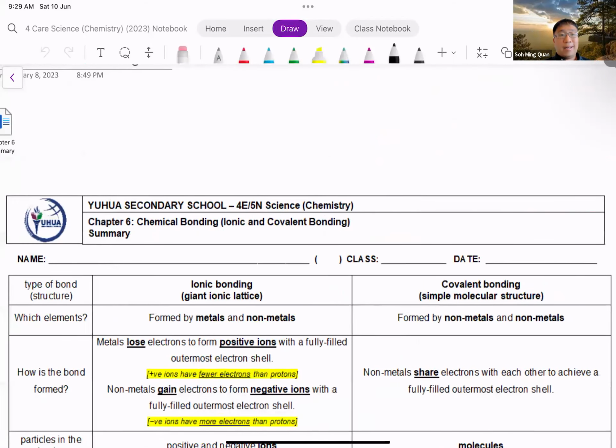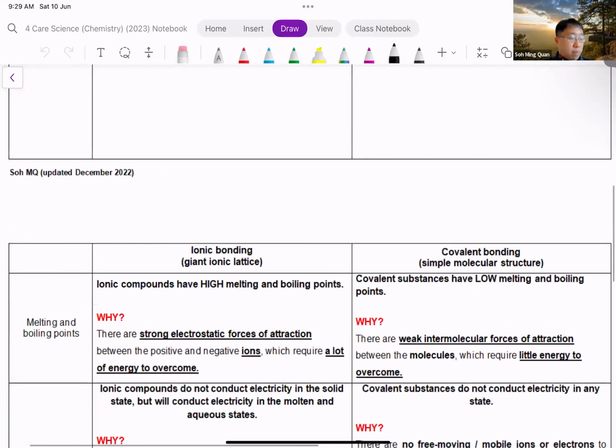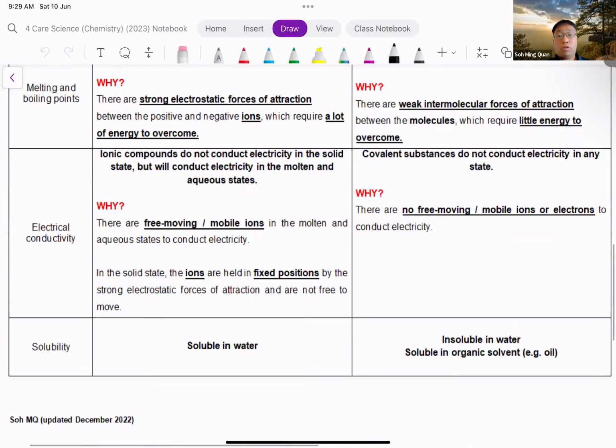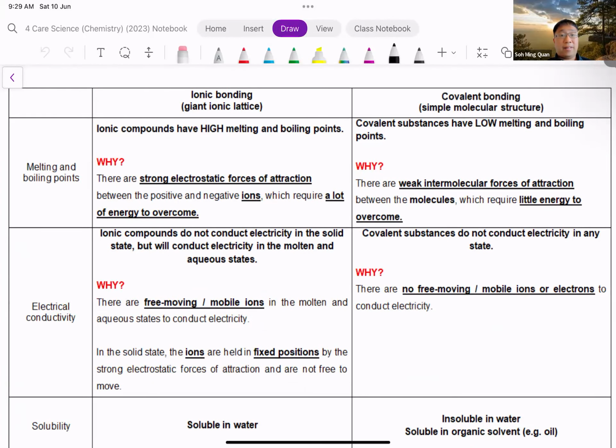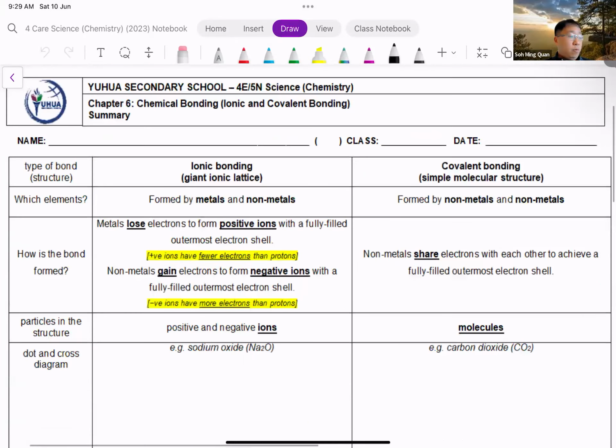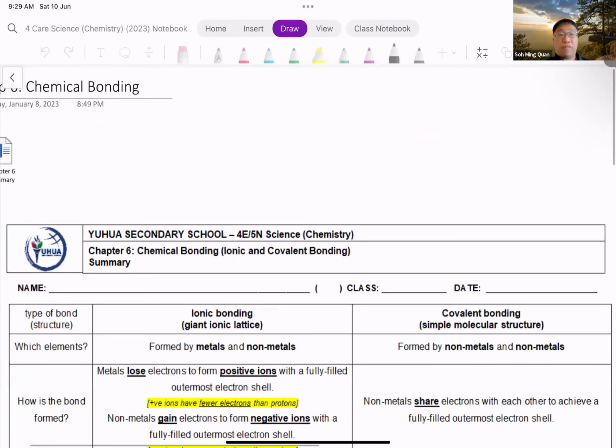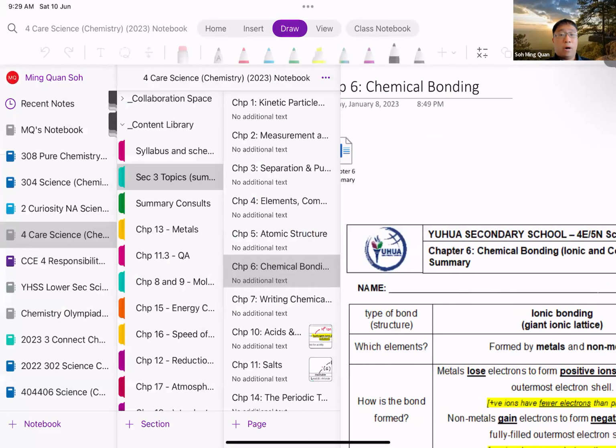Chapter 6 summary is only 2 pages. It summarizes what you need to know about ionic and covalent bonding, the giant ionic lattice structure, and the simple molecular structure, including the properties as well as the explanations. So if you are lost at any point in time, please refer back to this video as well as the summary, which can be found under the Contents Library, Sec 3 Topics, Chapter 6, Chemical Bonding. All right, and that brings us to the end of this lesson.